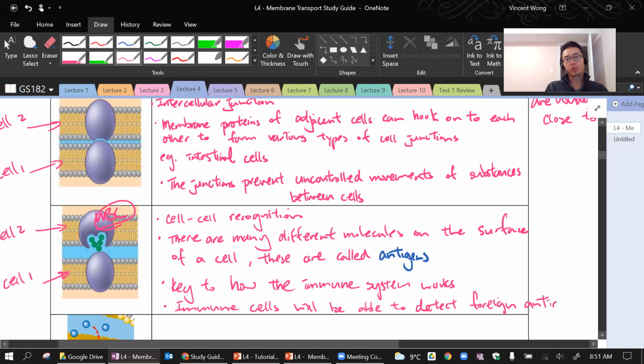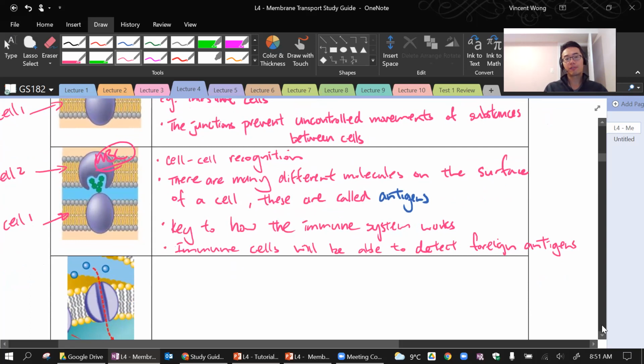antigen. I don't want you to think antigens are bad. Antigens are just stuff that are on your cells. And if there are foreign antigens, foreign stuff on a cell, it tells the body this cell is from the outside and it shouldn't be in the body. And that's how they attack it. Any question? No.